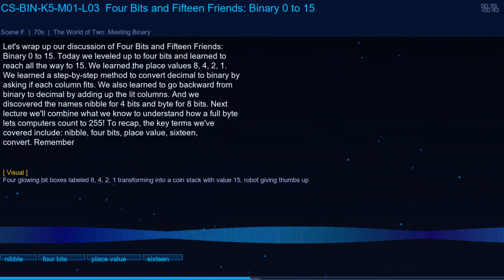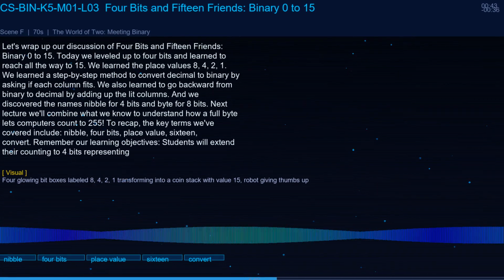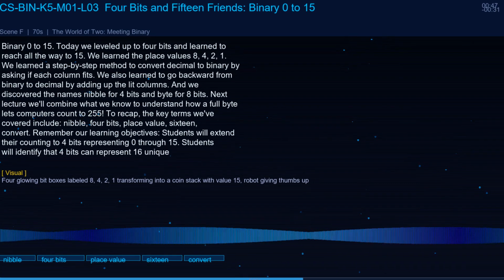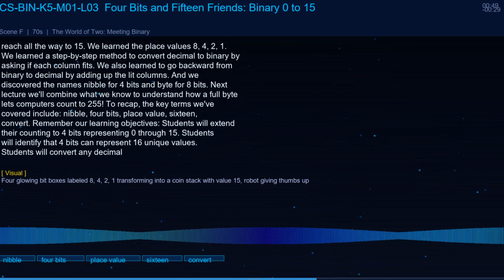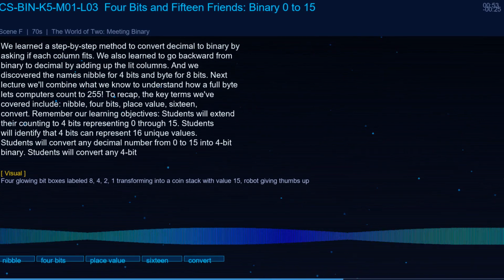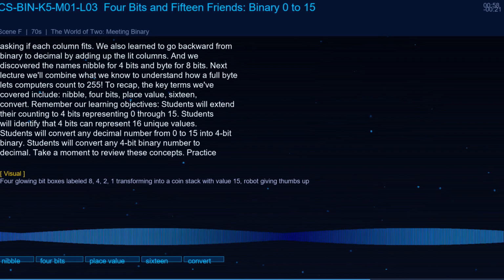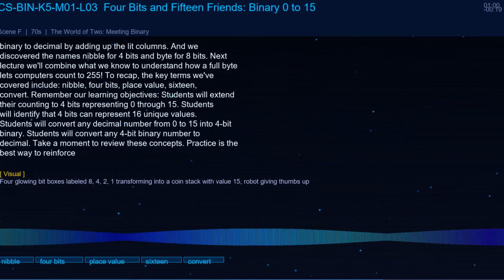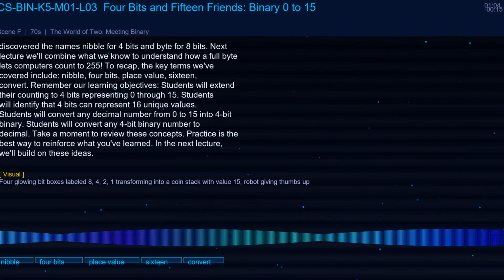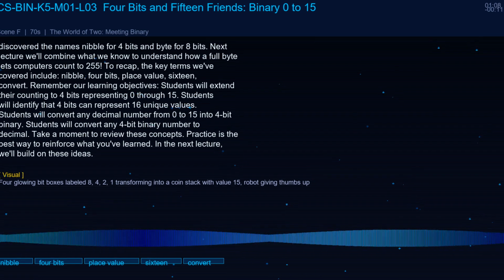To recap, the key terms we've covered include nibble, 4 bits, place value, 16, convert. Remember our learning objectives. Students will extend their counting to 4 bits representing 0 through 15. Students will identify that 4 bits can represent 16 unique values. Students will convert any decimal number from 0 to 15 into 4-bit binary. Students will convert any 4-bit binary number to decimal.